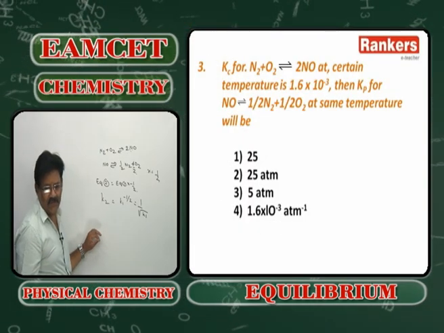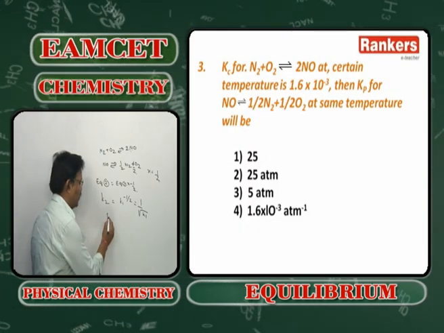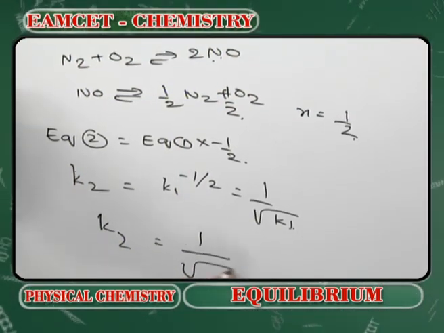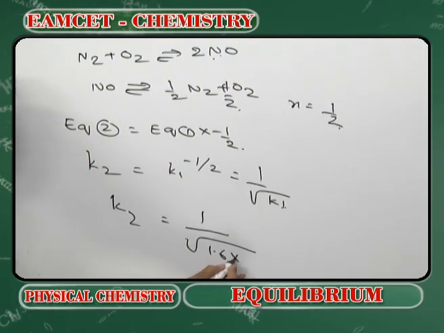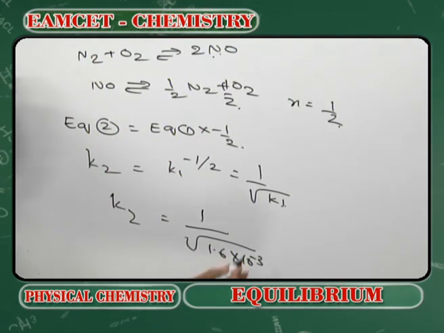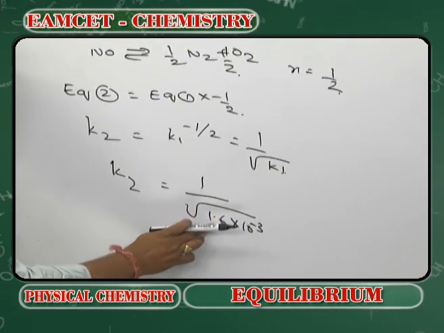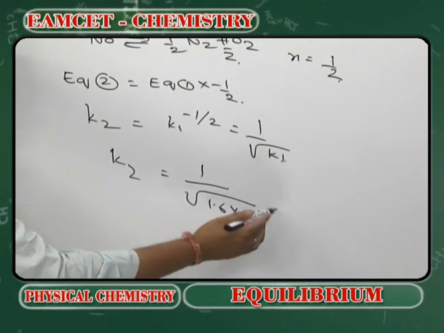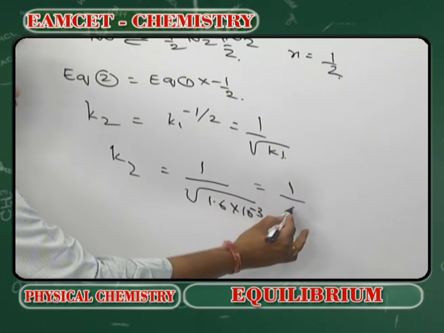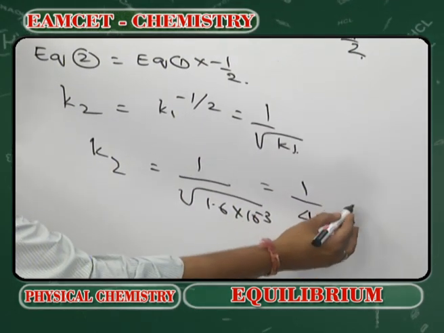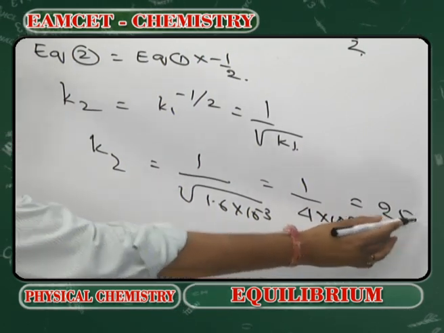So the new K2 is equal to, what is K1? 1 by 1.6 into 10 to the power minus 3. It can be reorganized as 16 into 10 to the power minus 4. That is 1 by 4 into 10 to the power minus 2. So it will be 25.